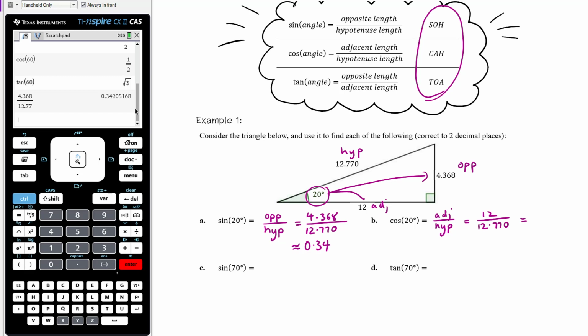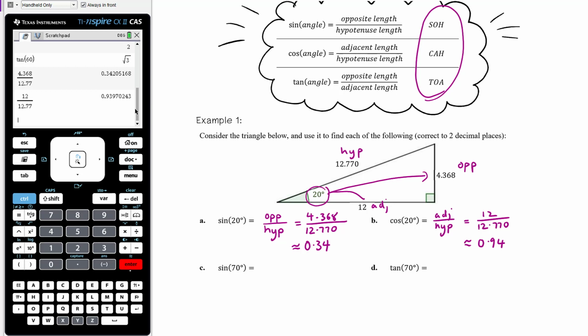Okay, and then two decimal places, get our calcs to do that, 12 divided by... it's about 0.94. Okay, again that's a ratio, it hasn't got any units. Okay, that is about what proportion is the adjacent side compared to the hypotenuse side. Okay, so the adjacent side length is about 94% of the hypotenuse side length.